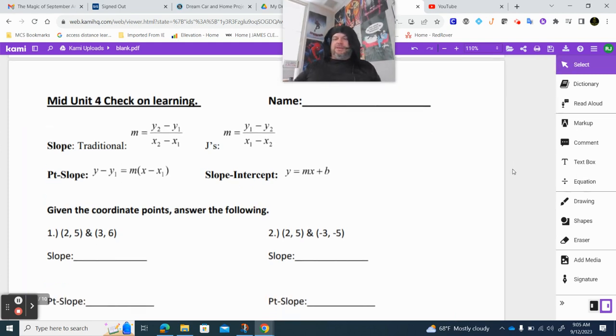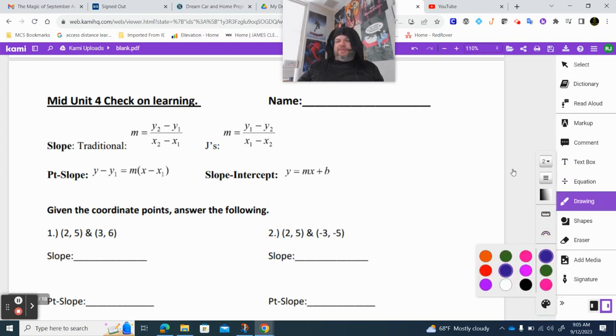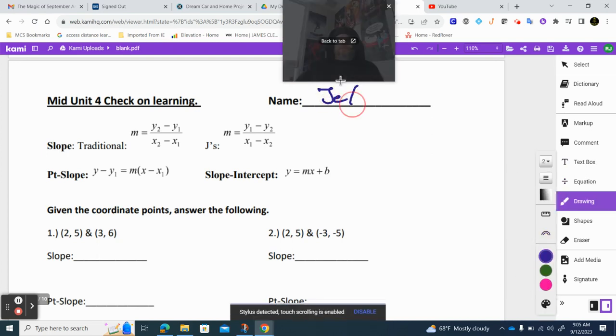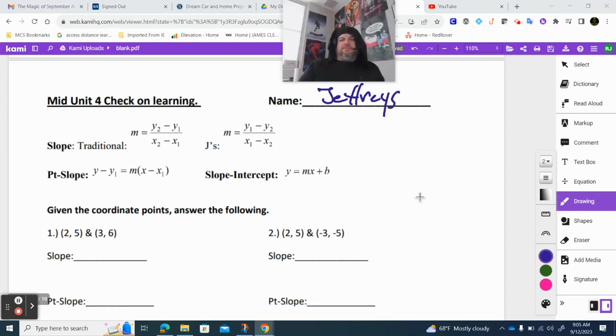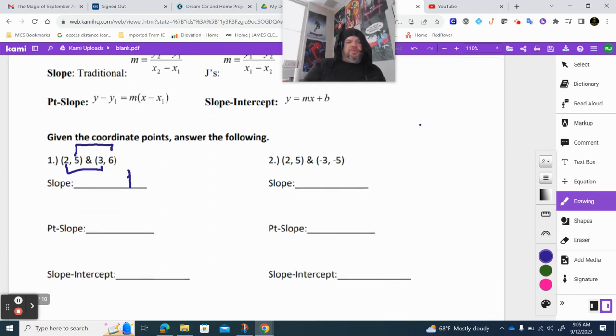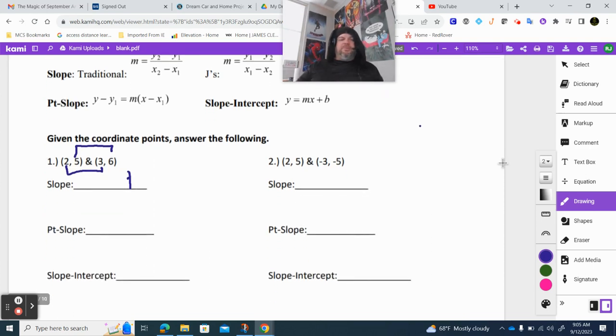For people that don't think we review enough, all right. So right here, it doesn't matter which ones you did. You should end up with 1 as your slope. Now, your point slope can be written 2 different ways. It just depends on which point you picked.